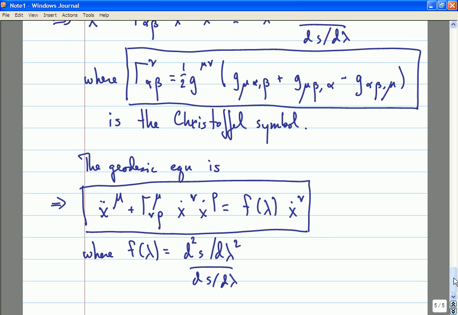Yes, there was another question. Should the nu on the right be mu? Oh, yes, sorry. Thank you. Yes, any other questions? No questions? Okay.